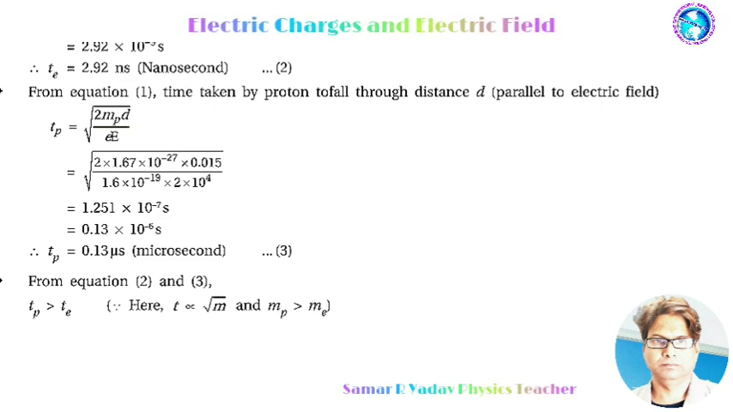From equations 2 and 3, Tp is greater than Te. Here t is proportional to root m and mp is greater than me.